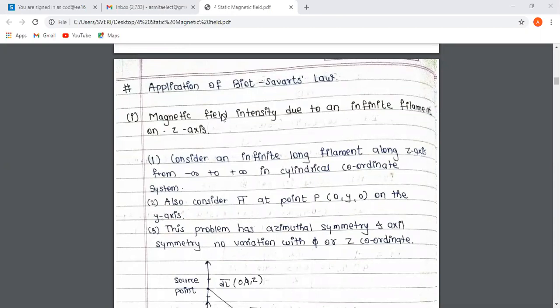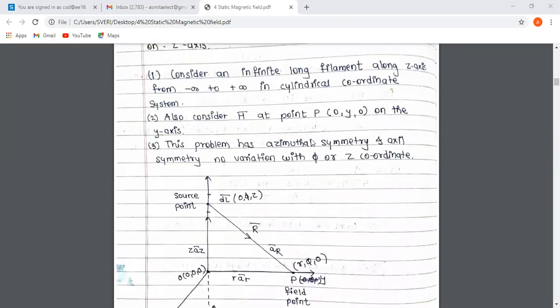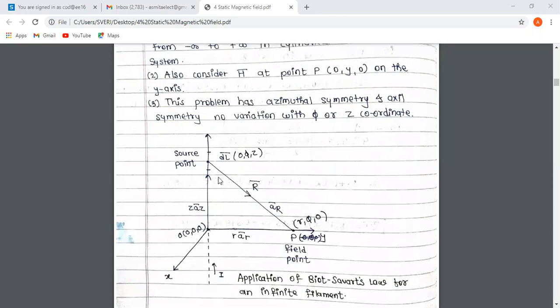Okay. So next point is Biot-Savart's law. So this Biot-Savart's law is again used to find the magnetic field intensity, right? So due to the filament, now we can consider there the finite filament, infinite filament, and due to the circular ring. Okay, so this magnetic field intensity due to an infinite filament on z-axis. Here, first of all, this filament is nothing but one conductor, one conductor through which current is flowing.